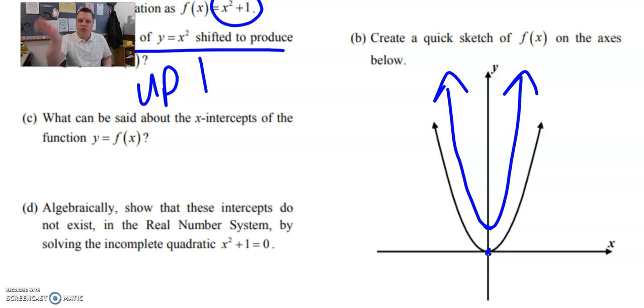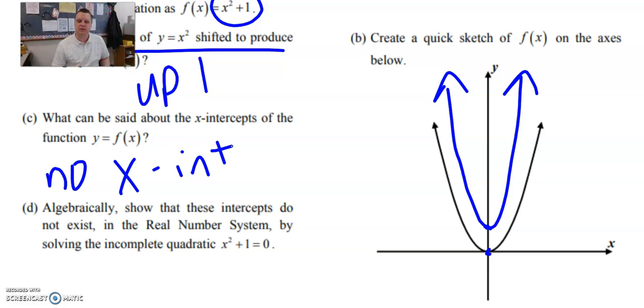Now, in the original graph, it went through 0, 0, which is the x-intercept. Now, when that moved up 1, what happened? There are no x-intercepts. It's not that they don't exist at all. It's just that they don't exist in the real number system. So that's what it's saying here. These intercepts do not exist in the real number system, but they are imaginary numbers.